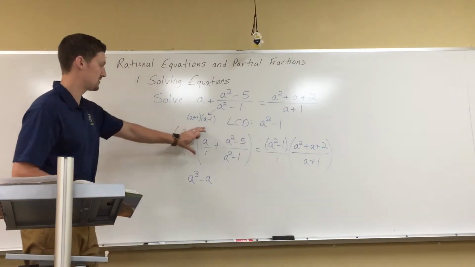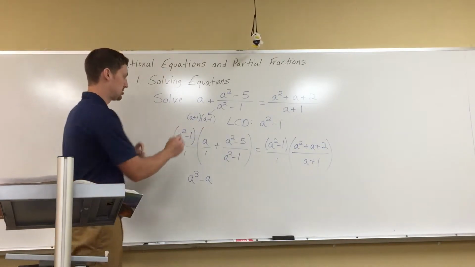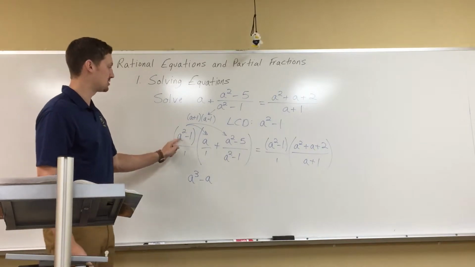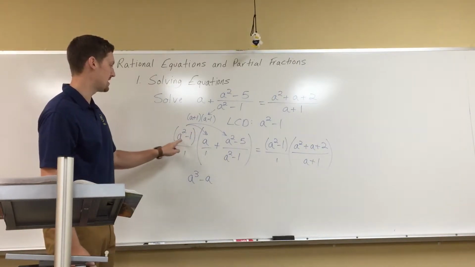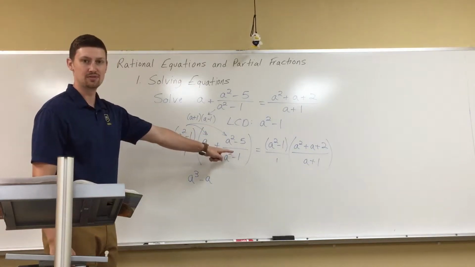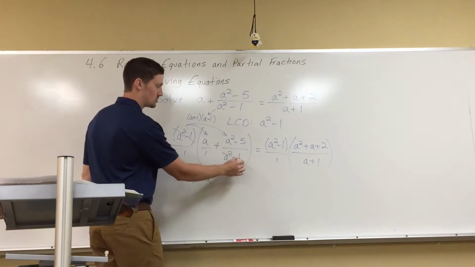Okay? That takes care of this first portion. Notice, because it's something multiplied, I have to distribute it to both. Let's draw arrows here. Multiply here and here. So when I multiply A squared minus 1 times A, I distribute the A cubed minus A. What about here? What happens? Notice, A squared minus 1 over A squared minus 1.